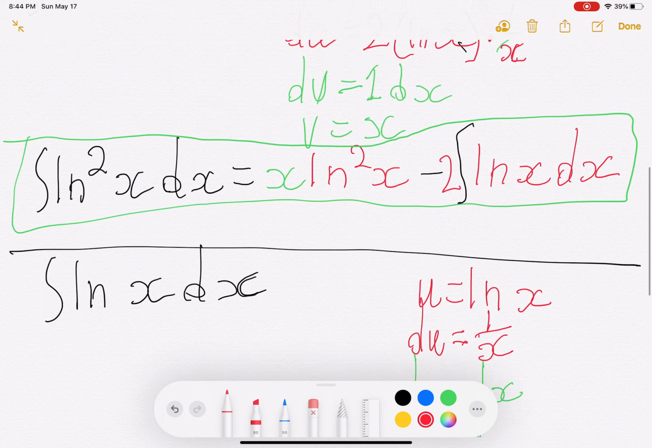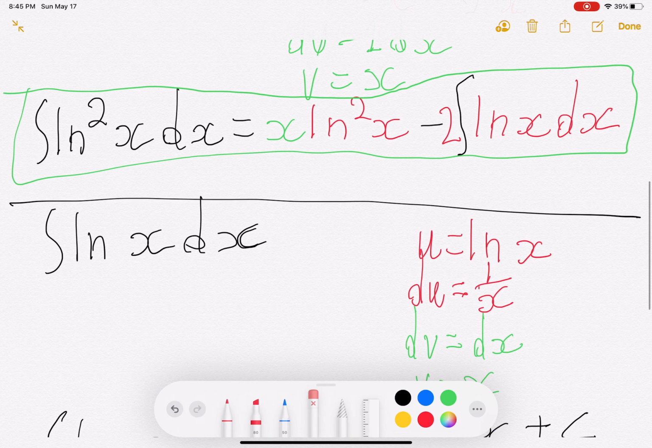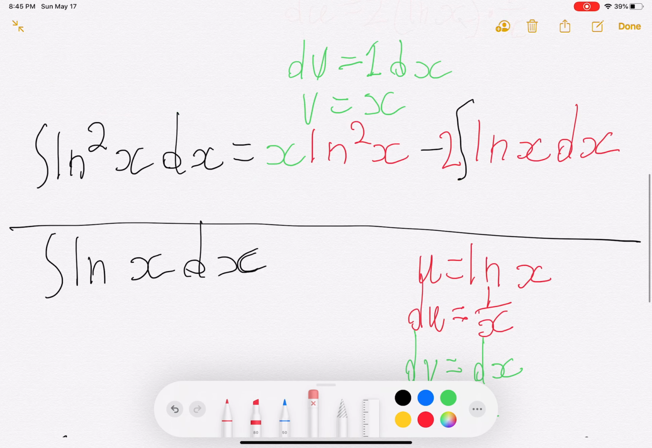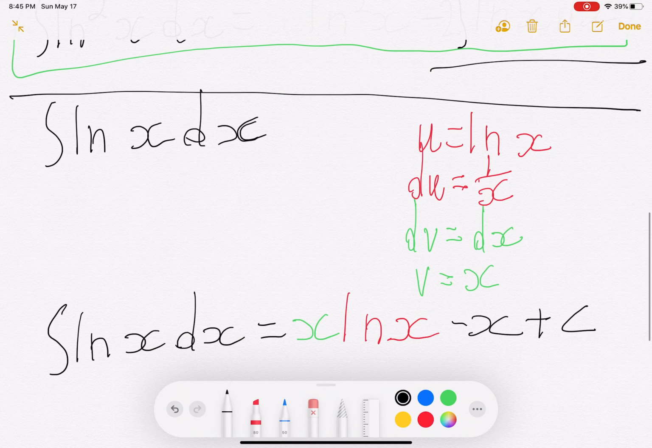Probably should make that more clear. This equation here: the integral of ln squared of x dx is equal to x times ln squared of x minus 2 times the integral of ln of x dx. So now we can just plug this part in for what we got here.